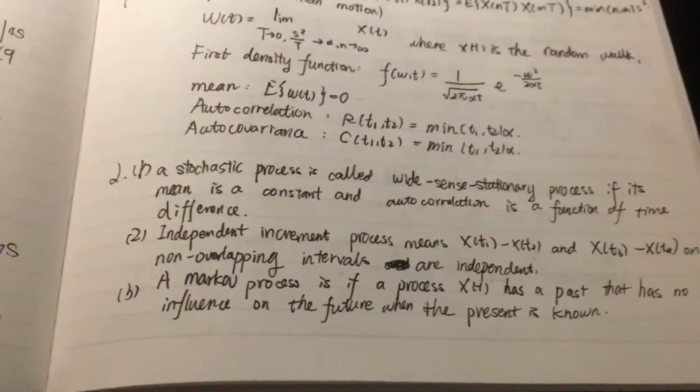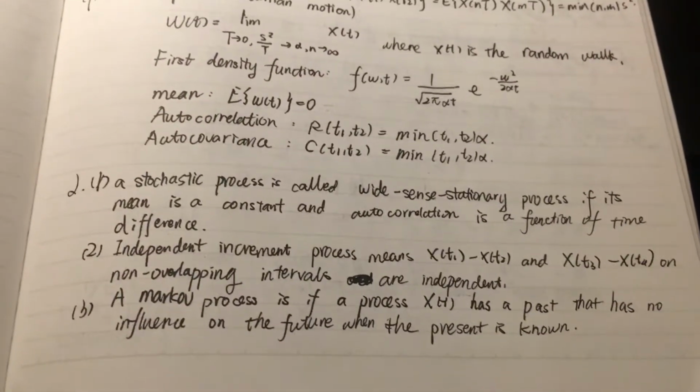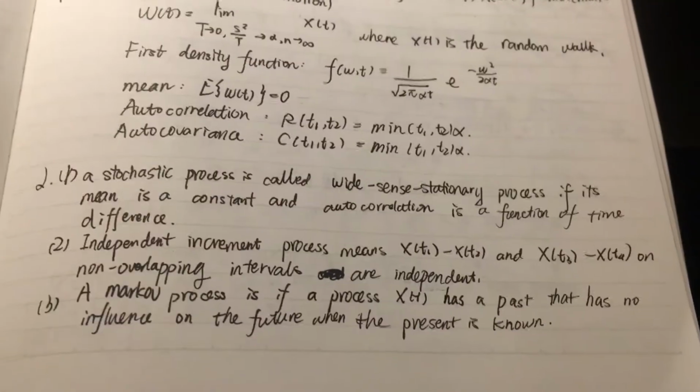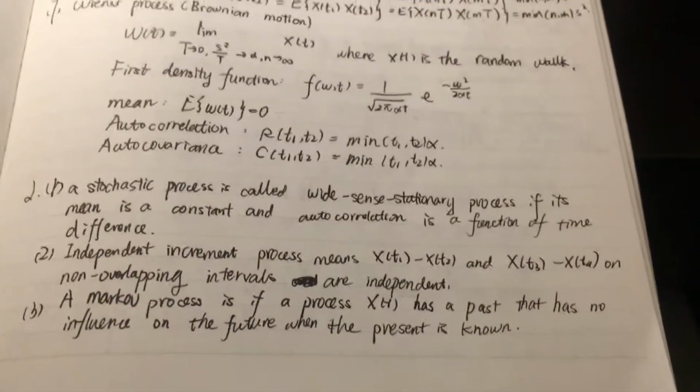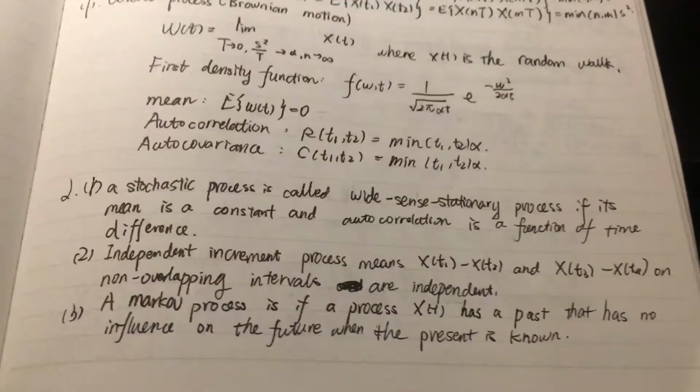The first is a wide sense stationary process, and its definition is a stochastic process when its mean is a constant and its autocorrelation is a function of time difference, which is tau equal to t1 minus t2.